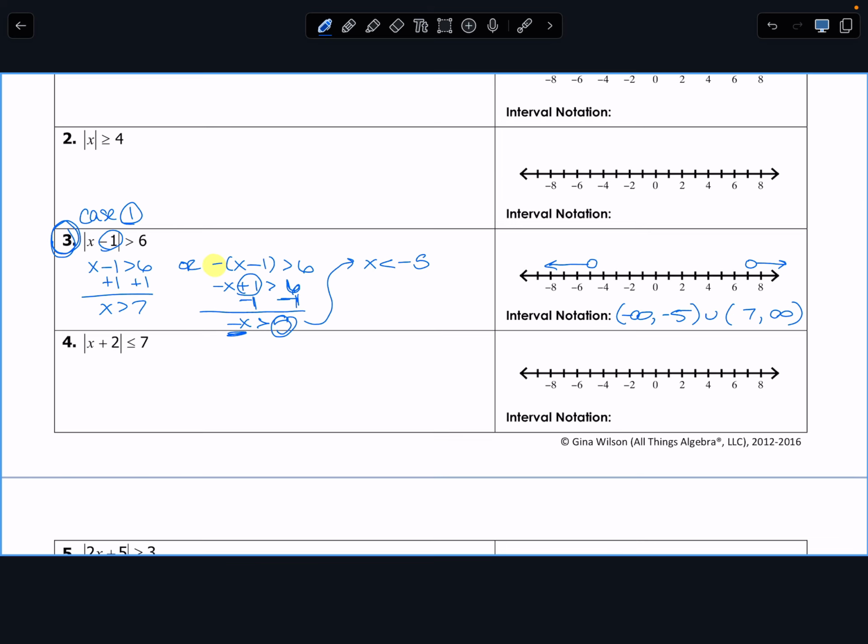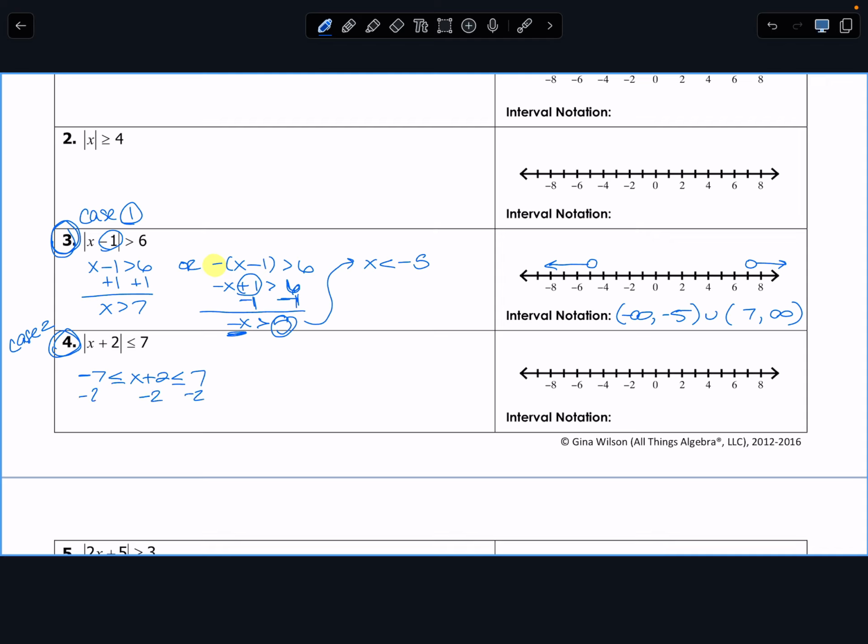Okay, so what happens when I have case 2? So the less than situation is I have a -7. I copy what's down inside the absolute value, and then I have a +7. So I create a sandwich of x plus 2 in the middle, and the negative and the positive on the outsides, and they're both less than or equal to.